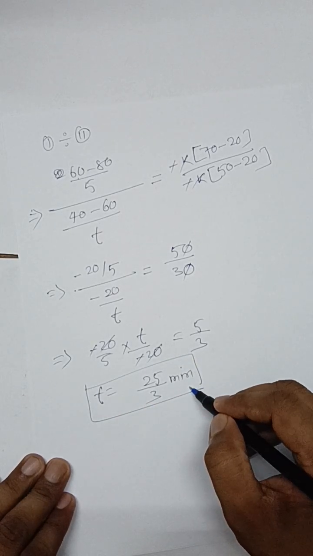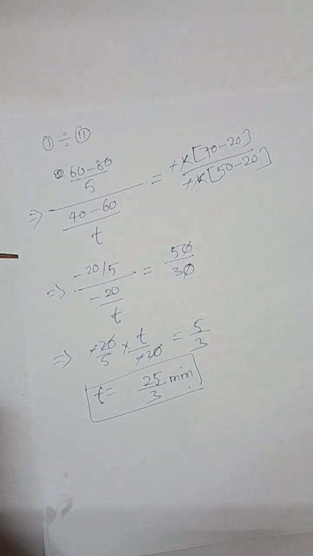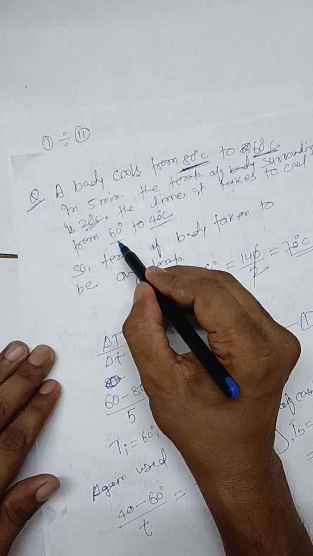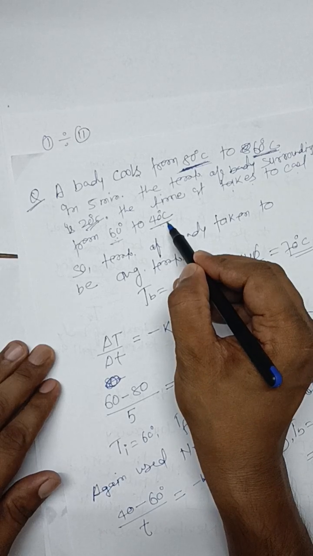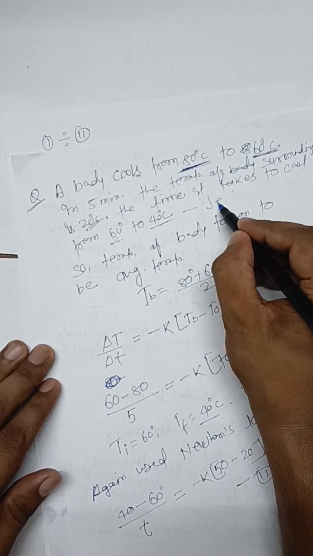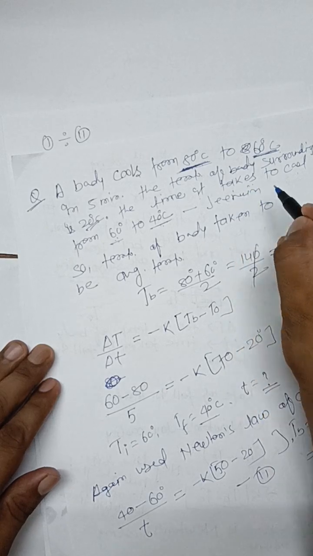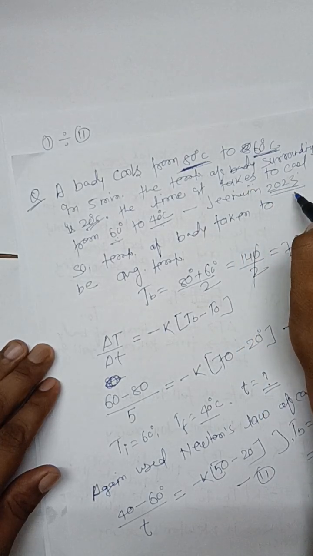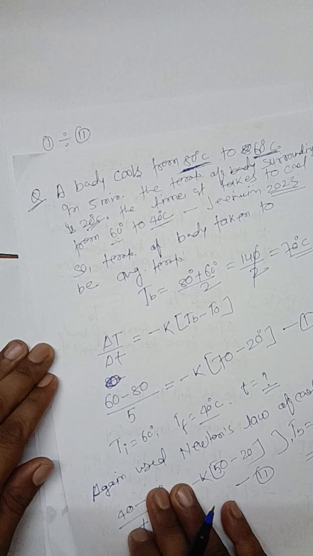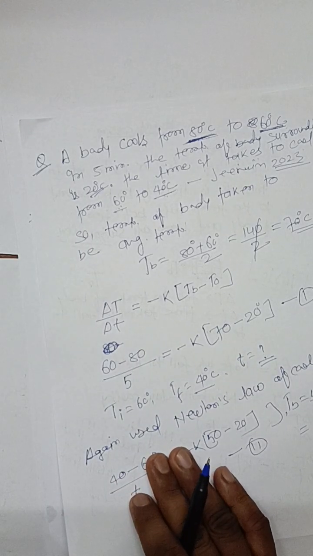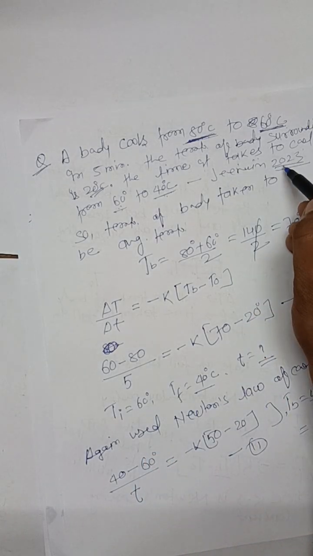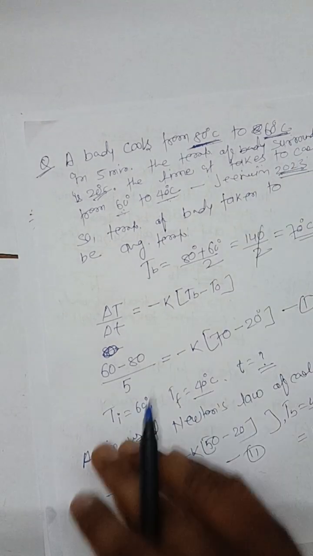In this time, the temperature of the body falls from 60 degrees to 40 degrees Celsius. This is a JEE Mains 2023 problem on the basis of Newton's law of cooling. I think you understand. Okay.